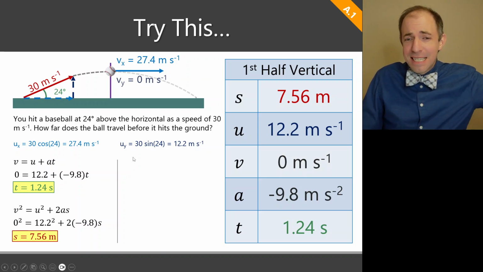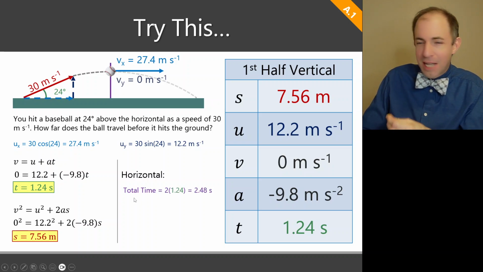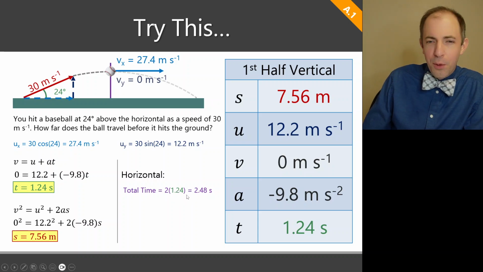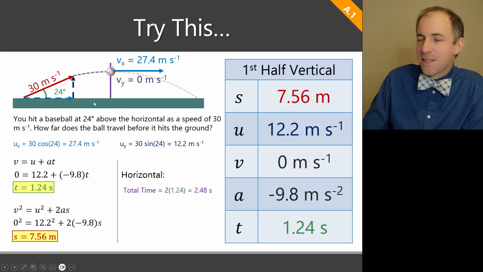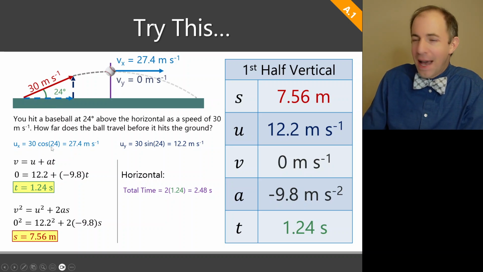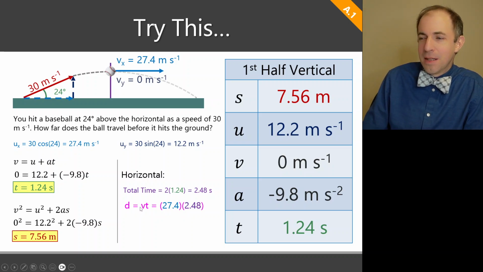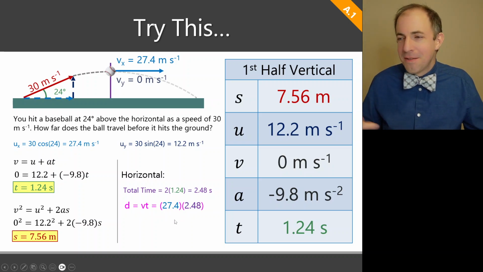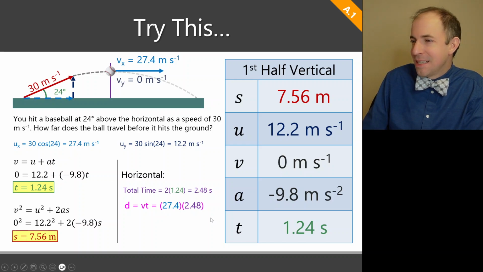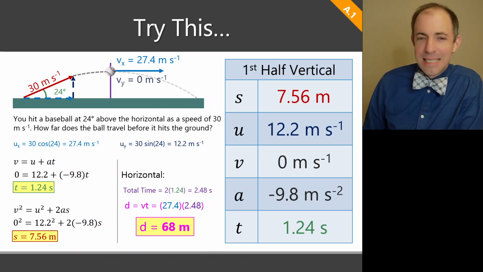Then I need to shift gears and look at the horizontal part. I know that the total time that it's in the air is double whatever that first half was. So 2 times 1.24 is 2.48 seconds, and it has 2.48 seconds in the air before it lands. I know how fast it's moving horizontally during that time, so I can solve for the distance. It's just velocity times time. That's rearranging v is equal to d over t. The horizontal velocity is 27.4. The time that it's in the air total is 2.48. So the total distance that it covers is 68 meters.